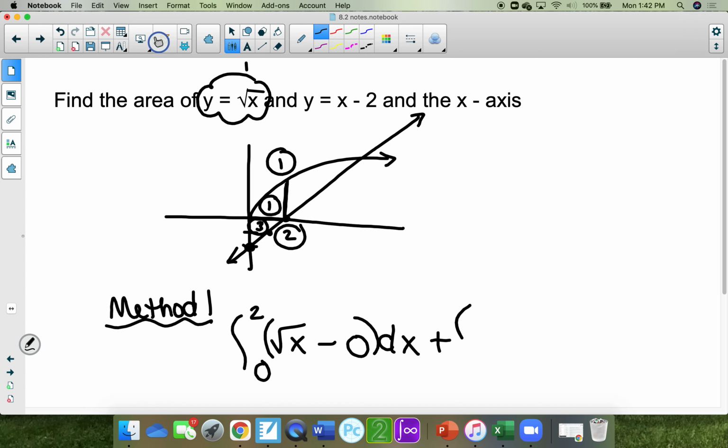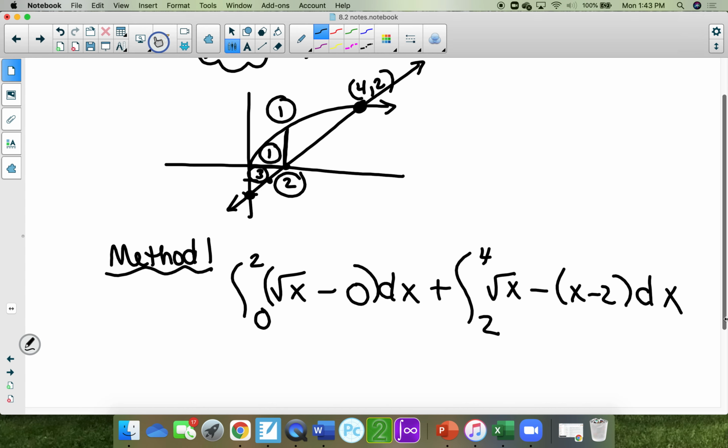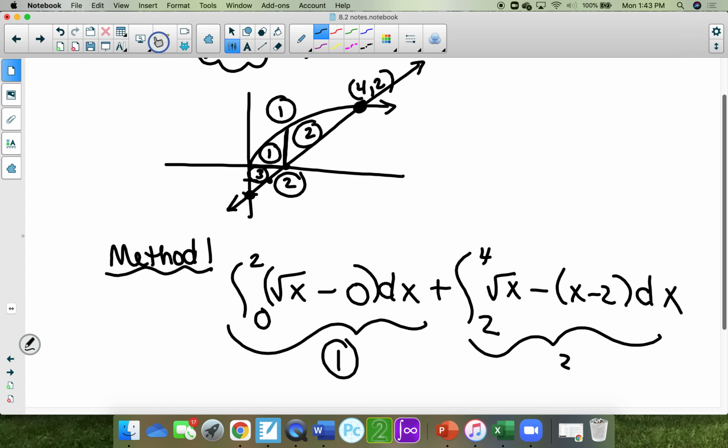Plus, I can integrate from 2 to 4. The end is the 4 right here. This is going to be 4 comma 2. So I can integrate 2 to 4. The top is the square root of x minus the bottom, which is x minus 2 dx. So that's one method. That's method number 1. You can break it up into 2. So this is the first one. And this would be the second one. This is the top minus the bottom. This is the top minus the bottom.